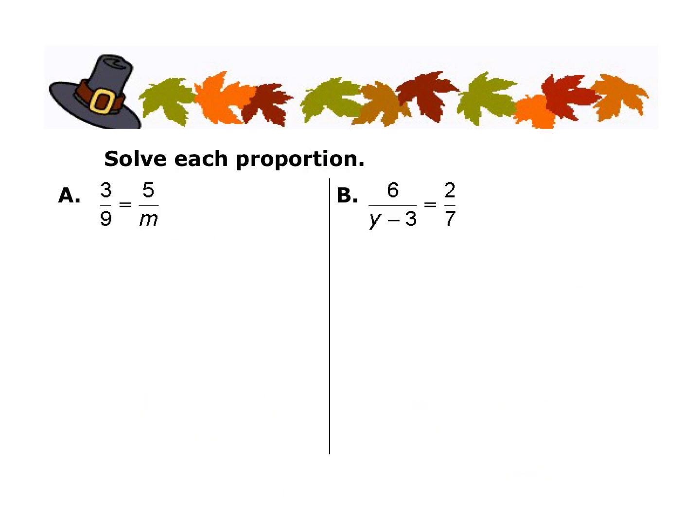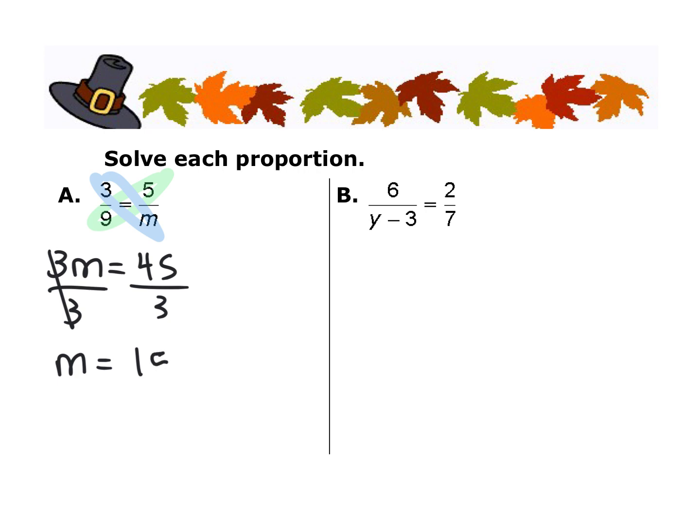All right guys, let's do A. So we're going to multiply 9 and the 5 and then 3 and the m. 3 times m is 3m. And then 9 times 5 is 45. Afterwards, to solve for that m, I'm going to divide both sides by 3. You get m is equal to 15.